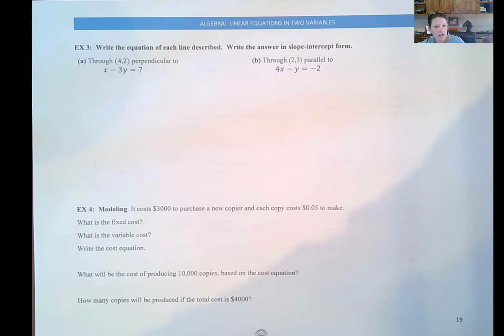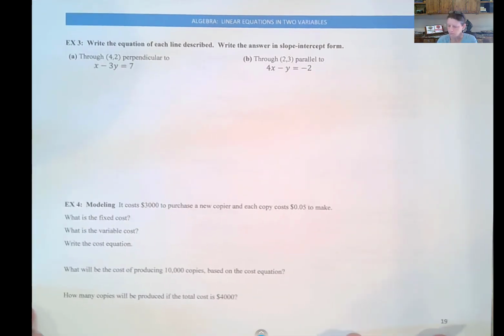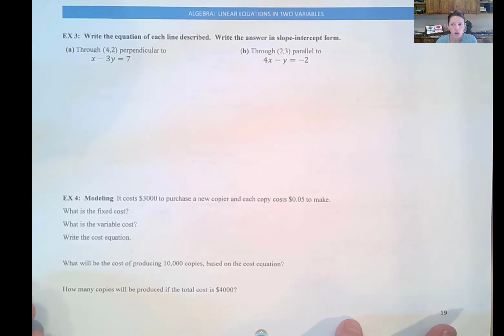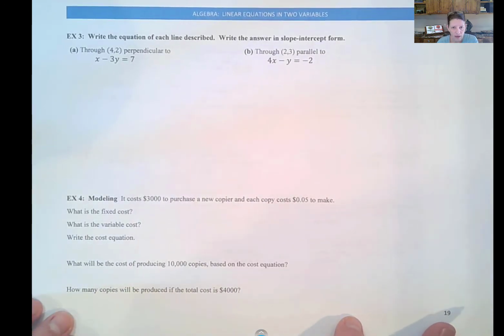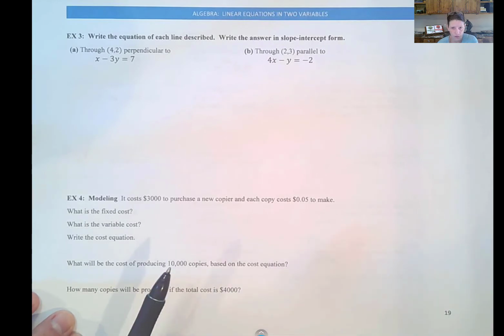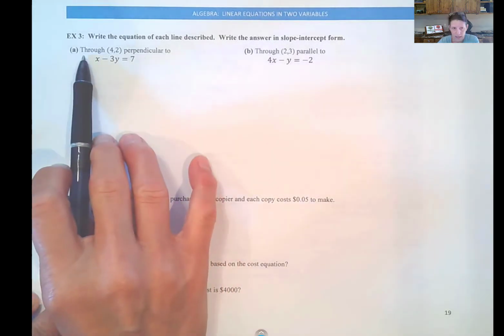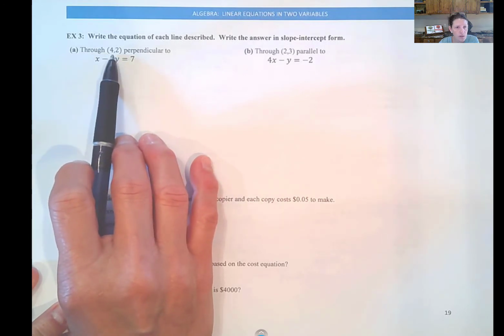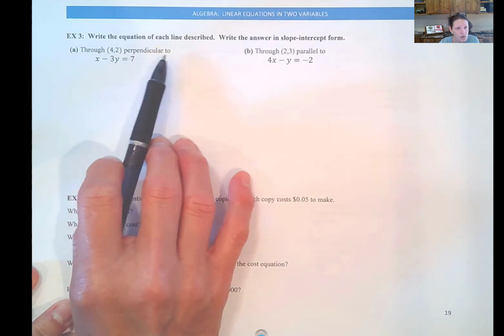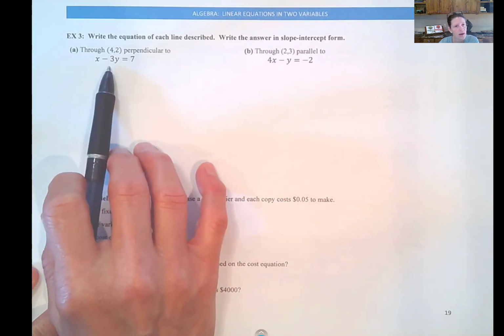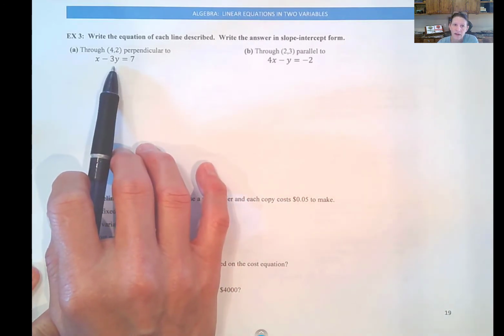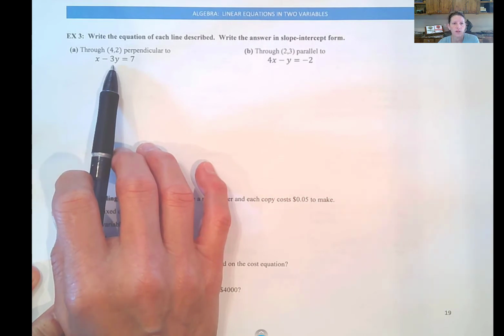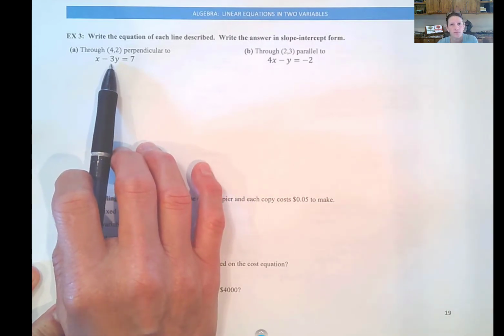Now in example 3, we're going to just pump up the difficulty level here a bit by writing the equation of each line described, and we'll write our answers in slope-intercept form. Part A, write the equation of the line through the point (4, 2) that is perpendicular to the line x minus 3y equals 7. Well, we've got to remember that perpendicular lines have slopes that are negative reciprocals. That is, their product is -1.